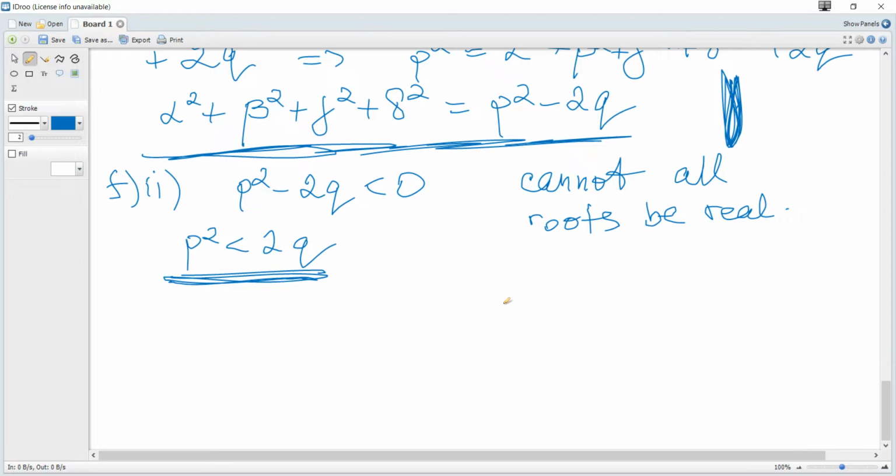So the question was: hence state a condition in terms of p and q that would imply the given equation has at least one complex root. So it's this condition. Cannot all roots be real, hence at least one complex root.